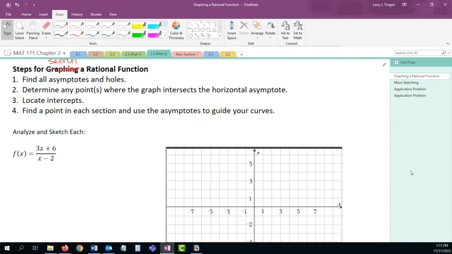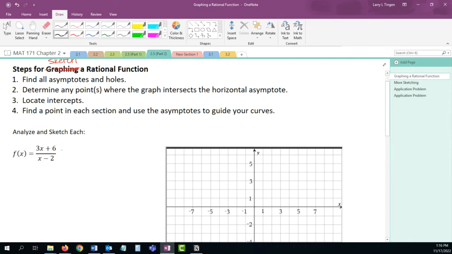So what we are told to do is find all asymptotes and holes. Determine any places where we cross the horizontal asymptote, locate the intercepts, and then find a point in each section and use the asymptotes to guide your curve. That last part we're going to talk more about, and I'm going to show you how to take a number line and break it down into each section. So let's start at the beginning. Part one, find all asymptotes and holes.